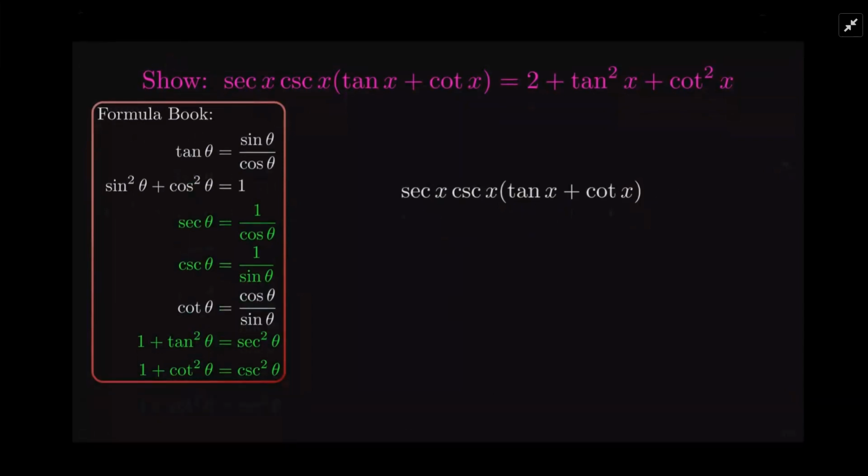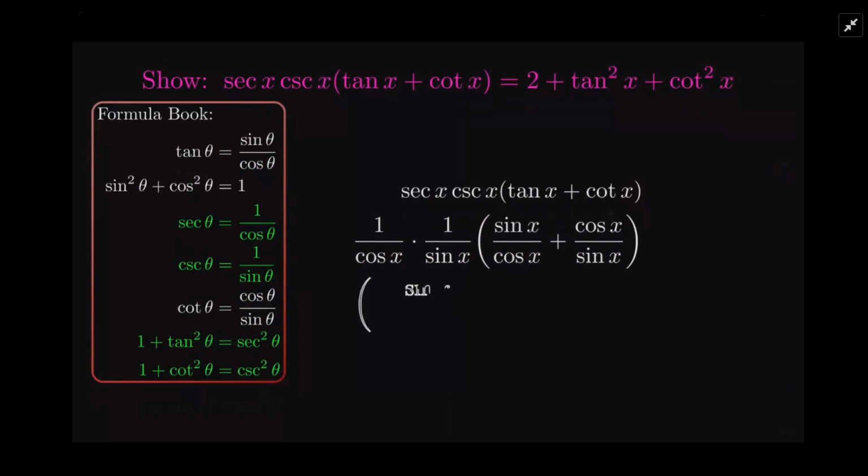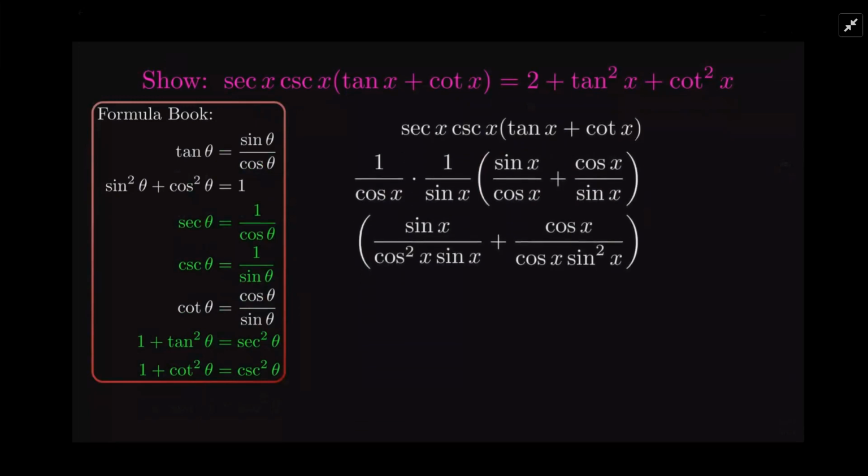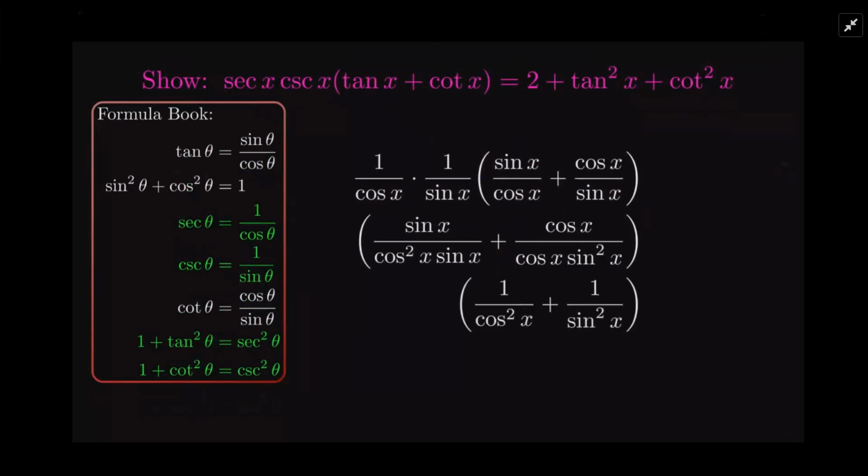So the secant is the reciprocal of the cosine, cosecant is the reciprocal of the sine, tangent is sine over cosine, and cotangent is cosine over sine. Multiply out the brackets like so. And then we have two fractions. In the left piece, we can take out a sine. In the right piece, we can take out a cosine.